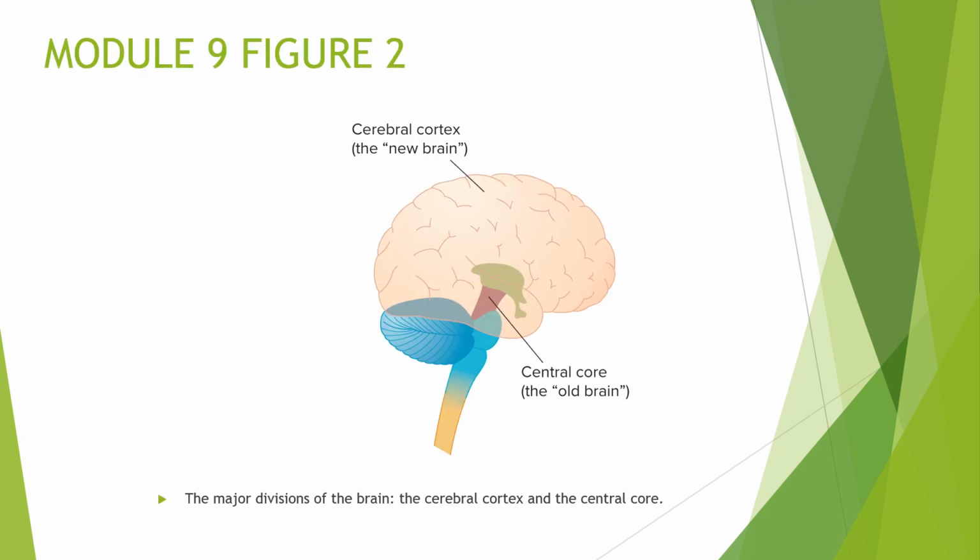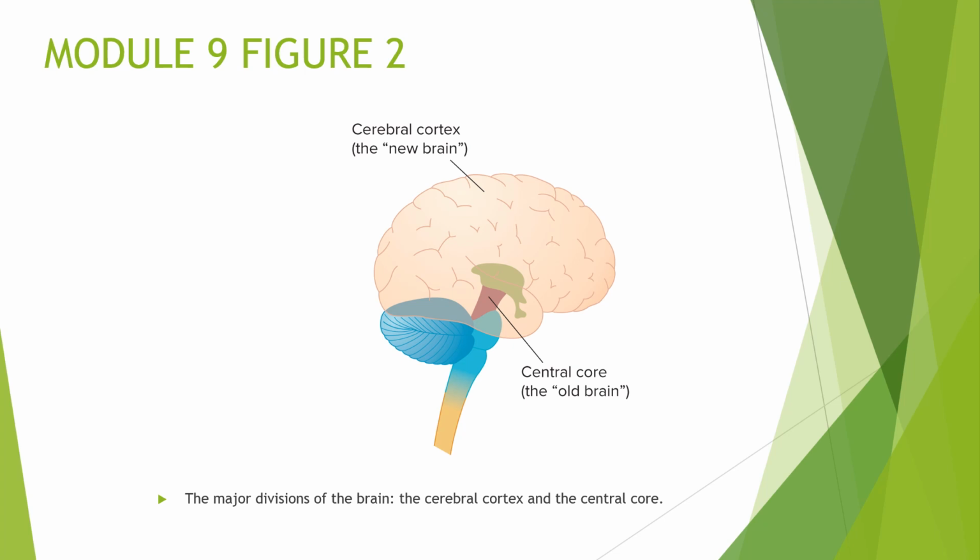This picture is figure 2, and this is on page 73. And you can see how we have the central core, the old brain, which is at the very base of our brain. And then we have what we refer to as the newer brain, the cerebral cortex. And we're going to talk about that here in just a moment.